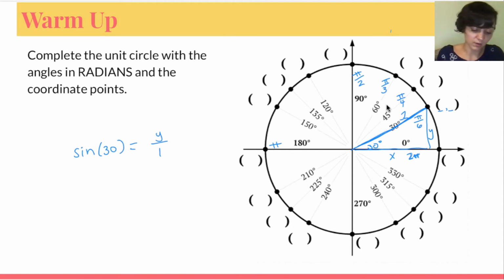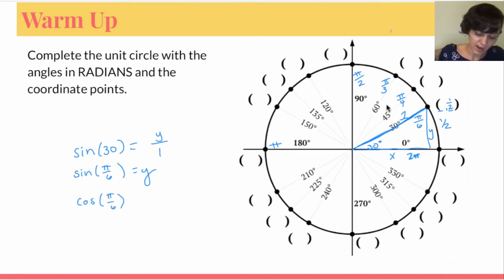So sine of 30 degrees, or sine of pi over 6, is our y value. And if I were to plug that into the calculator, I would get this y value is 1/2. So that is the y coordinate, 1/2. And then I could do cosine of the same angle, pi over 6, but now it's equal to x, because cosine is adjacent. The adjacent side is x over the hypotenuse 1. And I'm going to plug this into a calculator, and I would get square root of 3 over 2.